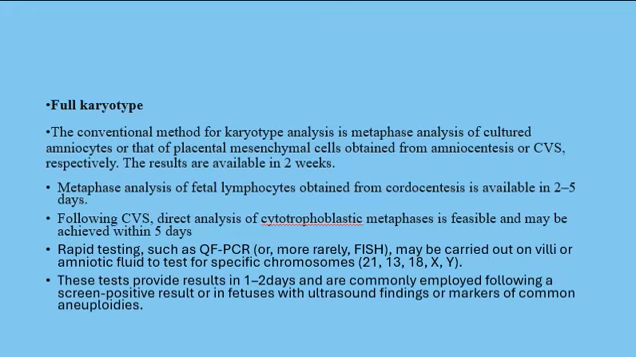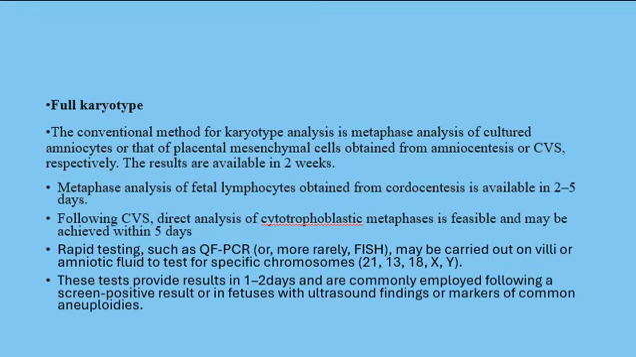Rapid testing, such as QF-PCR, or, more rarely, FISH, may be carried out on villi or amniotic fluid to test for specific chromosomes, 21, 13, 18, X, Y. These tests provide results in 1 to 2 days and are commonly employed following a screen-positive result or in fetuses with ultrasound findings or markers of common aneuploidies.